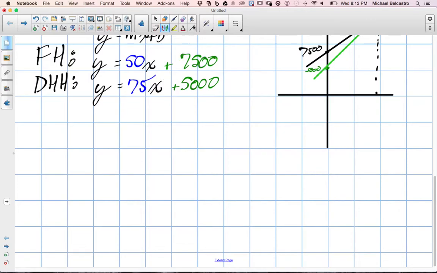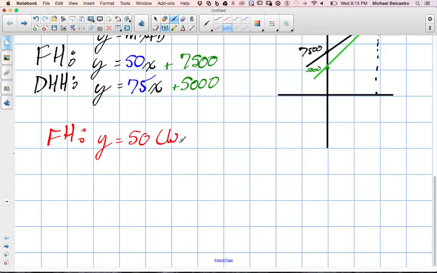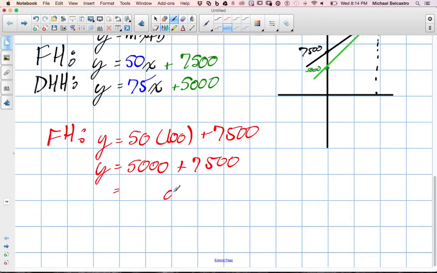We can test that by plugging that value in for x. The first equation, I'll do that one in red. So Frontenac Hall, this is just a check. You don't have to normally do this, but we'll check. 50 times the 100 people we decide to invite. So 50 times 100 is going to give us 5,000 plus 7,500, and that's going to end up being $12,500 to go to Frontenac Hall.